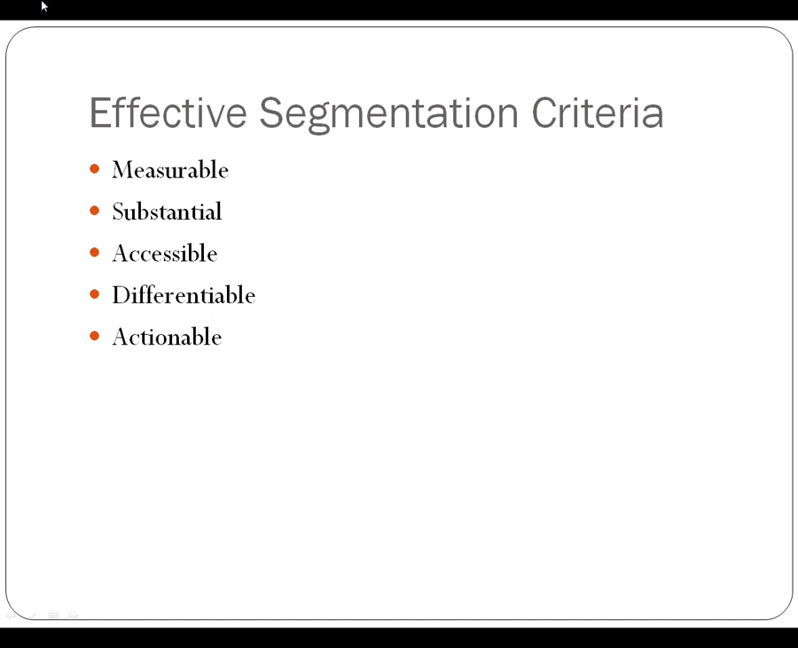Differentiable. You should be able to tell the different segments apart. If you can't, you just have one big segment. You really haven't done anything. You're back to just this mass market.